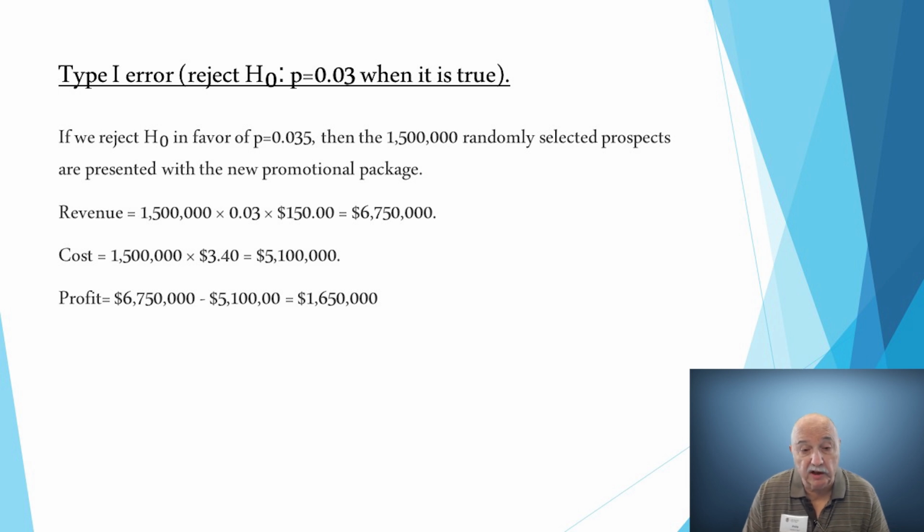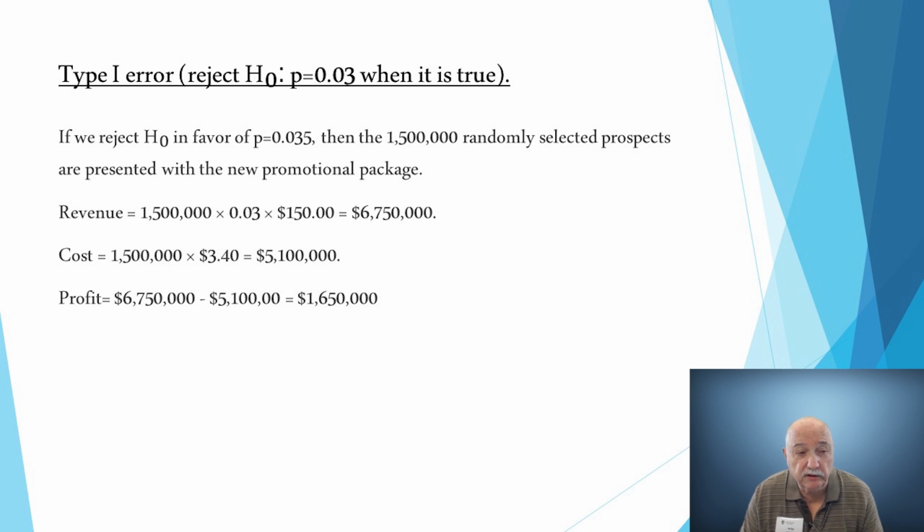We're rejecting the null hypothesis. Now, the revenue associated with this decision, you've got those 1.5 million names, okay? Because the null hypothesis is actually true, the new promotional package is not going to have any effect, so the response rate is going to be 3%. And, of course, it's $150 revenue per item or combination of items sold.